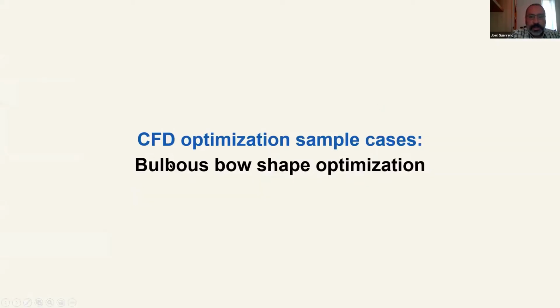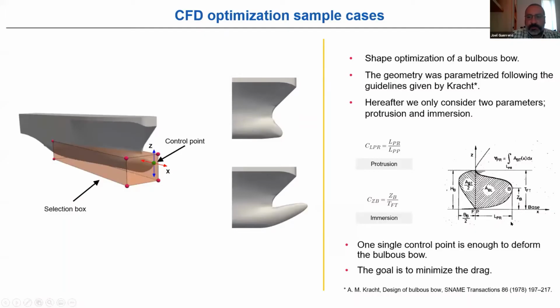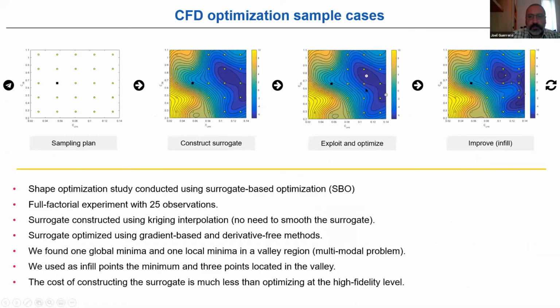So just to mention again, another case, the bulbous bow shape optimization. In this case, we're using free-form deformation and surrogate-based optimization. So this is our problem, and we construct our surrogate. What is interesting to look at is that sometimes, see here, we have two optimal values. We're talking about multimodal functions. So if you start from here, you might get to this optimum, or you might get to this one.